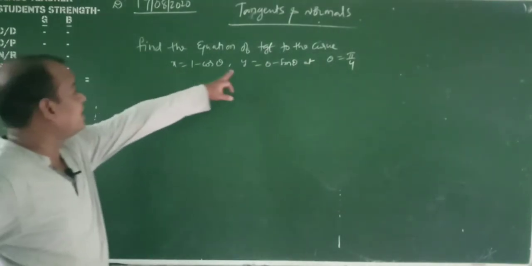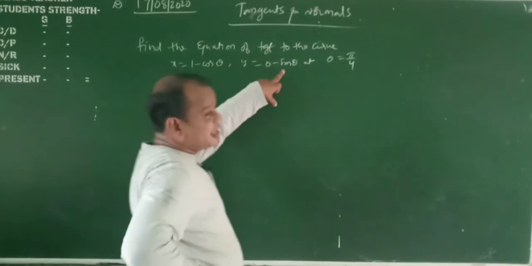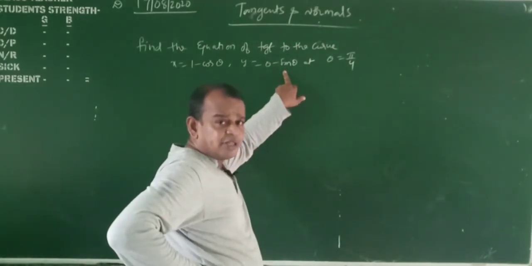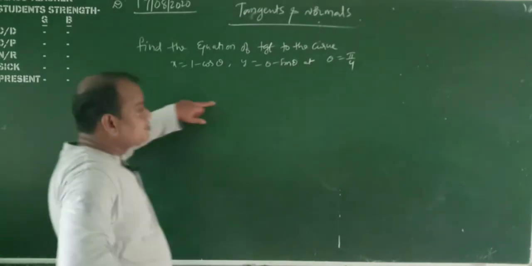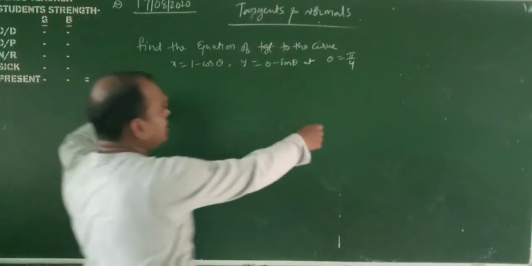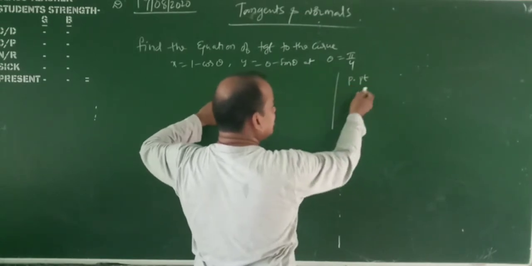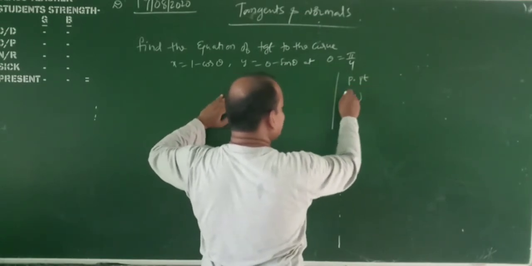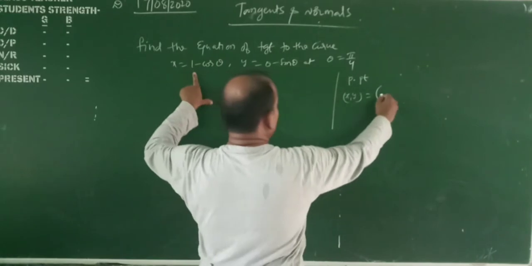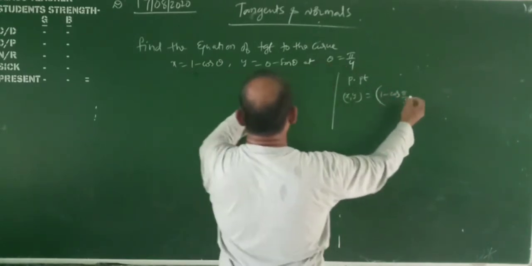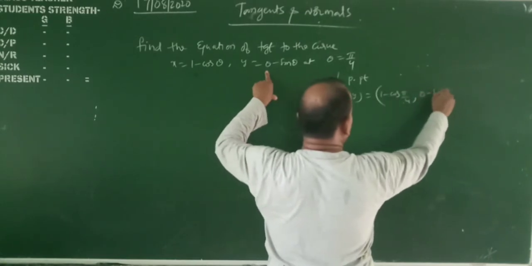That is (x, y) = (1 minus cos theta, theta minus sin theta), which is said to be the parametric point. What is the parametric point? Observe the parametric point P(t): x comma y in Cartesian form is 1 minus cos theta, where theta is clearly given as pi by 4, comma theta minus sin theta.